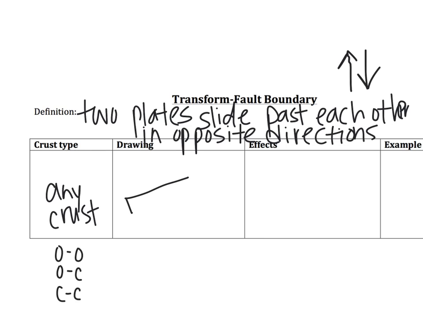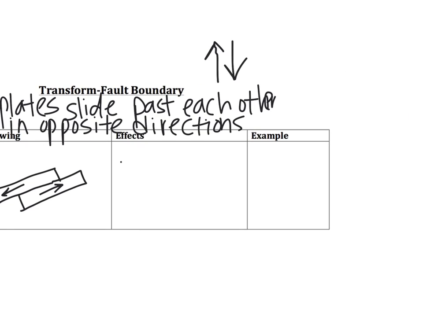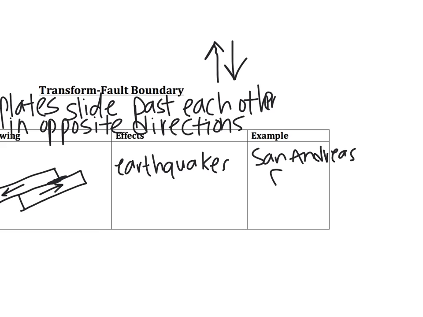They're just sliding past each other, and this is where you get a whole lot of earthquakes. So since it's no crust, we're not going to draw that. We're just going to draw a little thing, and they're moving and sliding in opposite directions. Effects are earthquakes, because a lot of stress builds up right in between there, and then all of a sudden it just cracks, and that's where you get the earthquake. An example is the San Andreas Fault in California.